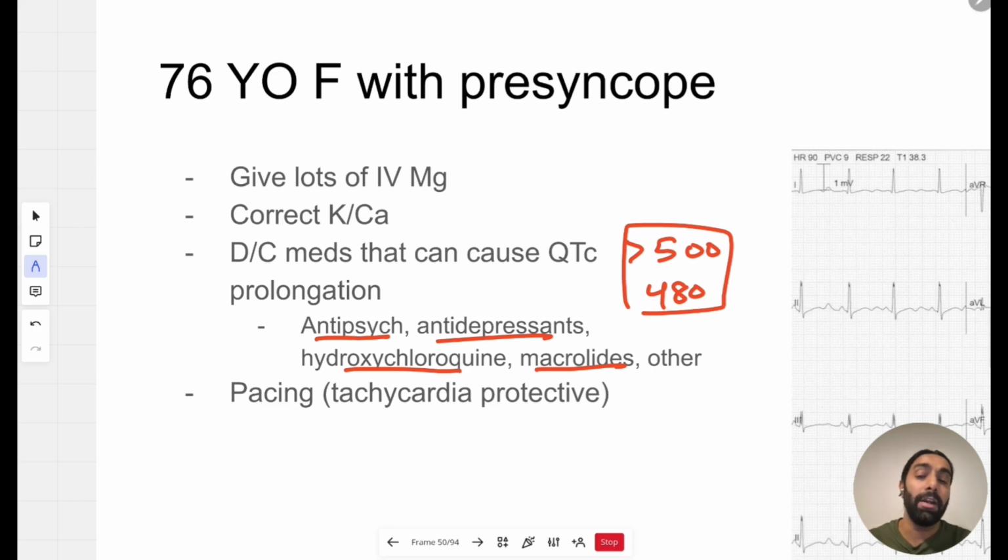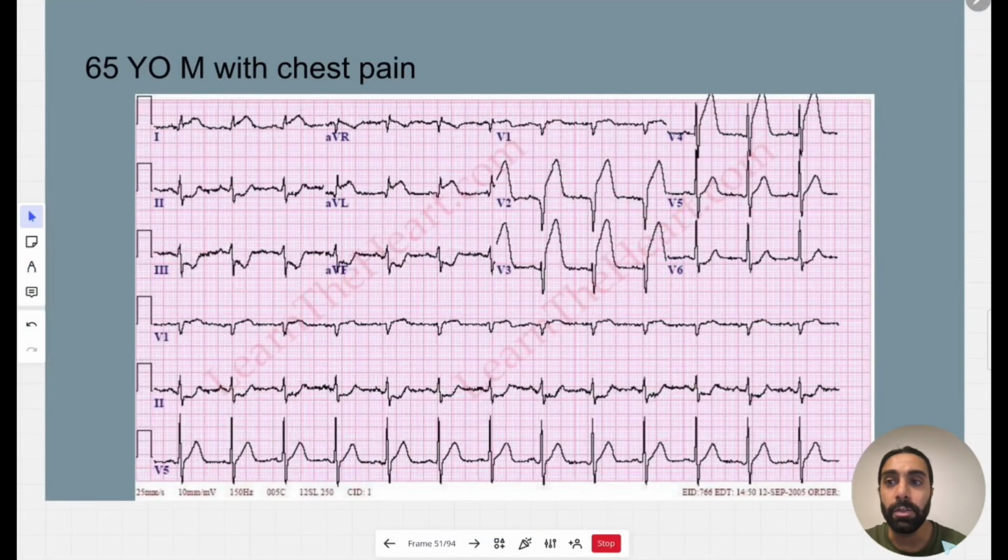If they're on different medications like the ones I just mentioned, you want to discontinue them. You do want to correct potassium and calcium because those can cause QT prolongation, especially calcium. And sometimes pacing, if you keep them in a tachycardic state, that typically shortens the QT, and if they're in a bradycardic state, that may generate this torsades, so a bradycardia versus a tachycardia, which would be more protective.